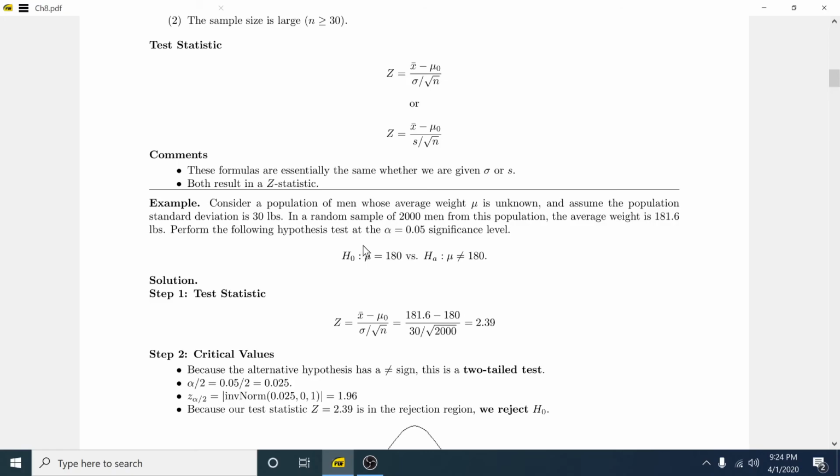Now, there is another important parameter in this problem. You'll notice it says we're going to use an alpha equals 0.05 significance level. And in a way, this kind of corresponds to the confidence level that we had when we were doing confidence intervals.